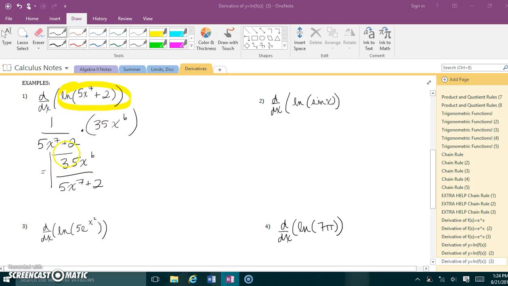You should clean it up a little bit, write it as one fraction. Don't leave it like this. It's neater like this, and if anything cancels, then cancel it.